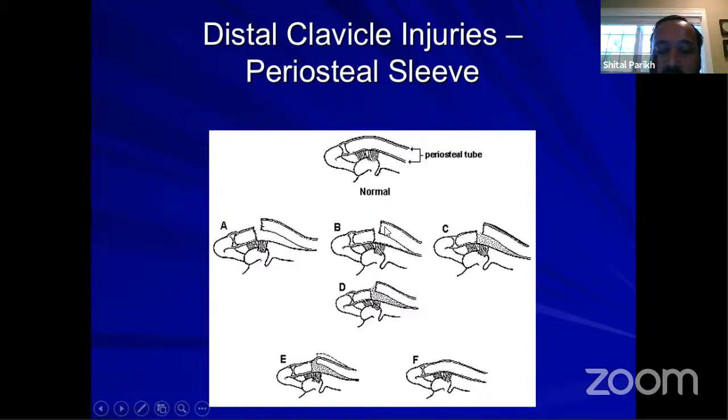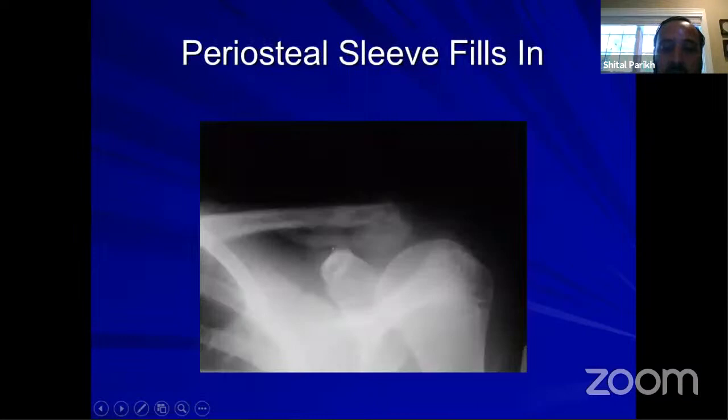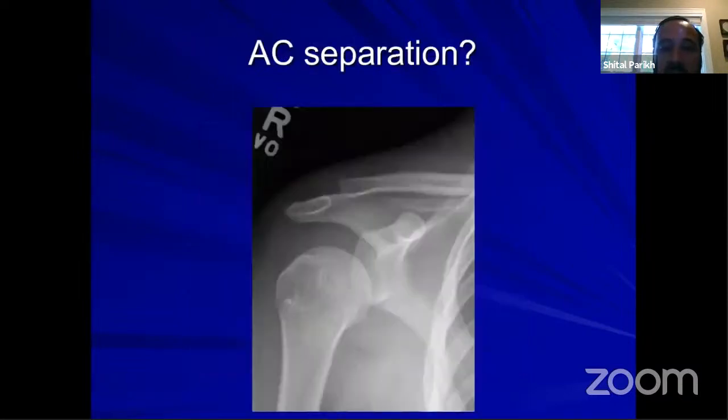So you can have remodeling in younger patients, as seen here in F. But for some time, you would see this picture in D, which almost looks like there are 2 clavicles. Then the periosteal sleeve would fill in and it would remodel.